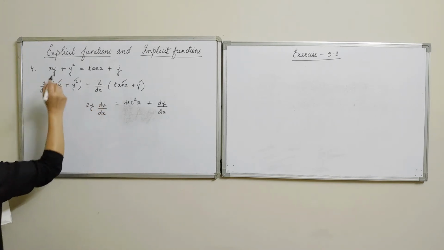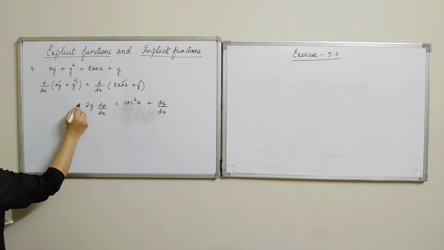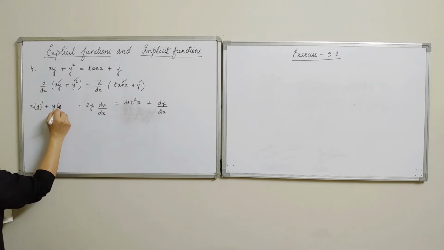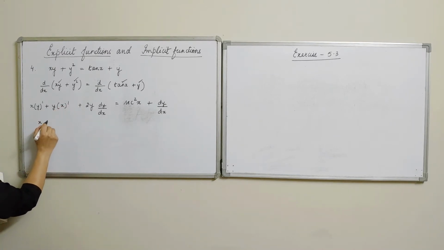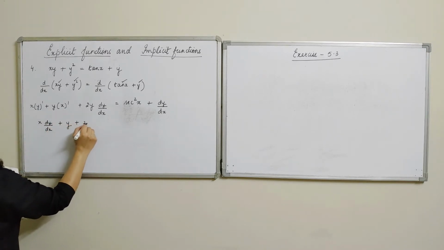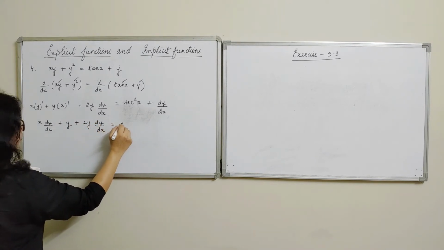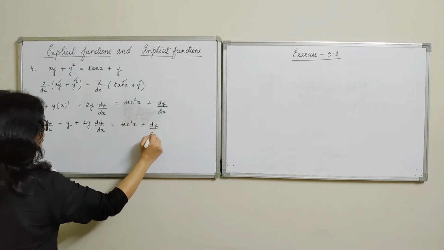Now coming to the derivative of xy, here it is a product of x and y, so we are going to use the product rule. So I'll write down the product rule first. x into derivative of y plus y into derivative of x. That's the product rule. Simplifying further, x dy by dx plus y, because derivative of x is 1, plus 2y dy by dx equal to sec square x plus dy by dx.